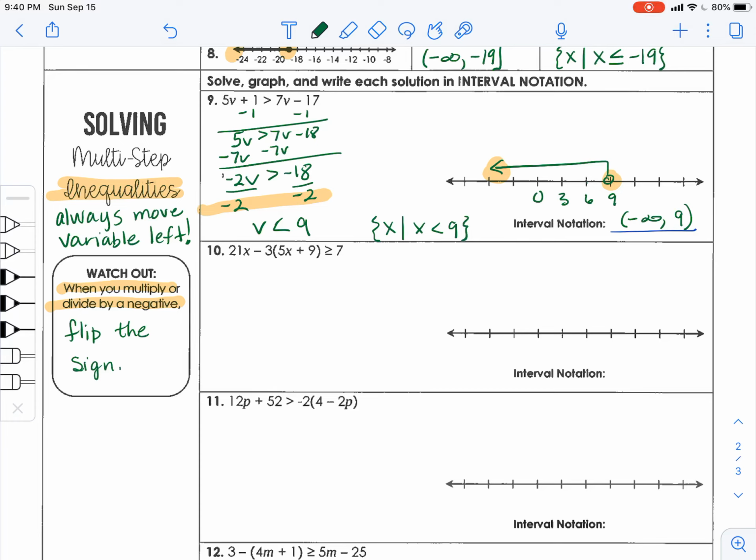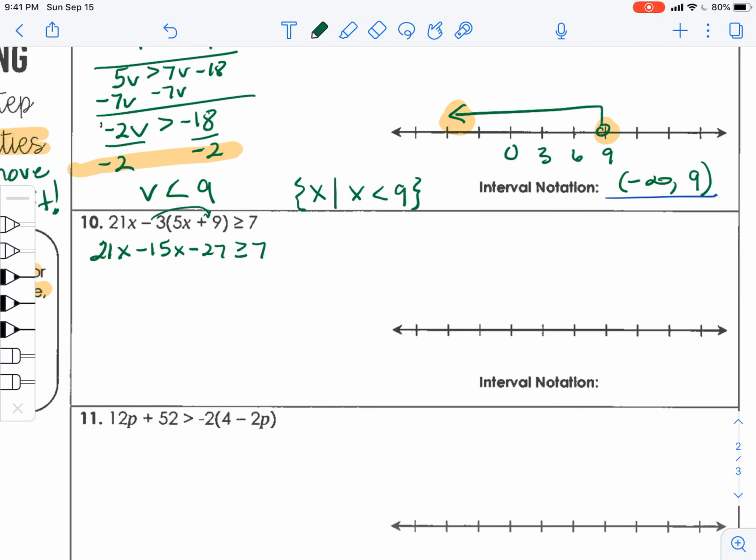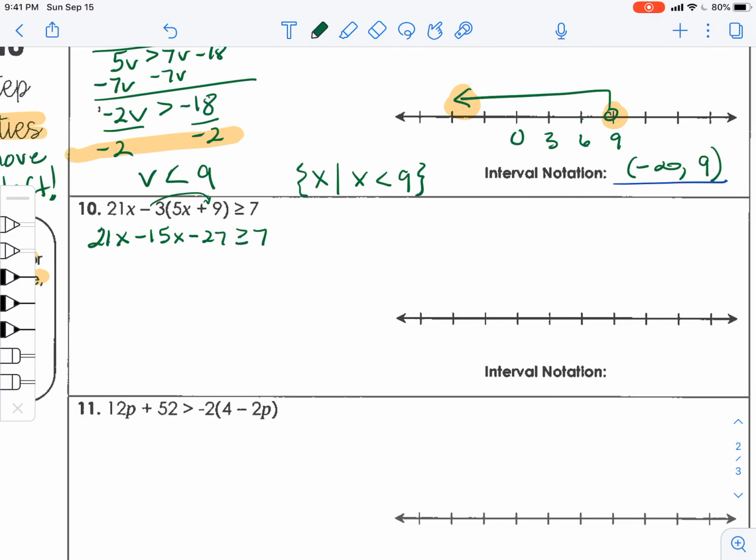Okay. Number 10, 21x. Now this is going to be a distributive property, so make sure you distribute all the way through. So it would be a negative 15x, and again distribute here, so a negative 27 greater than or equal to 7. Make this a little bigger for you. So I'm going to, in this case, combine like terms. So I'm going to get 6x minus 27 is greater than or equal to 7.